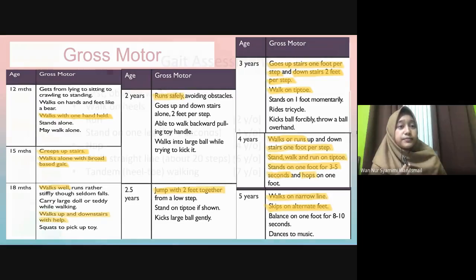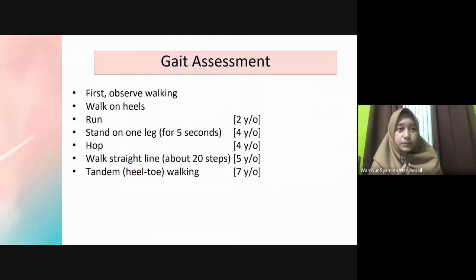Next slides. For the GATE assessment, what you need to do first is observe their walking, according to their age. If they are 4 years old, you can ask them to stand on one leg for 5 seconds or hop. If they are 5 years old, you can ask them to walk a straight line of about 20 steps. And if they are 7 years old, you can do a tandem test for them. Next.